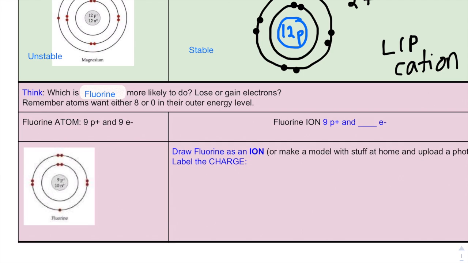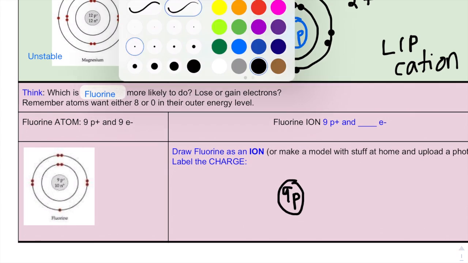hopefully you're starting to see that losing 7 would be a lot, right? Even though that might be stable, losing 7 is a lot. It's easier to just gain 1 to get to 8. So we're going to draw it gaining 1. It still has 9 protons in the middle. I guess I changed my color there, but I think that's okay.